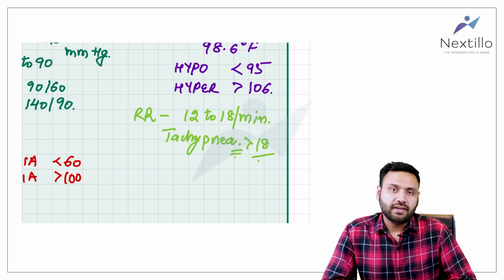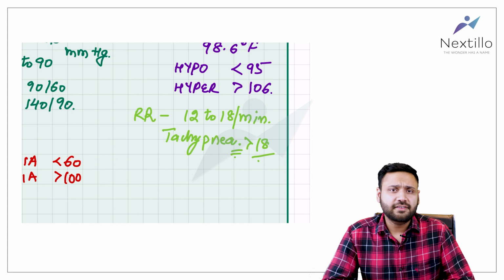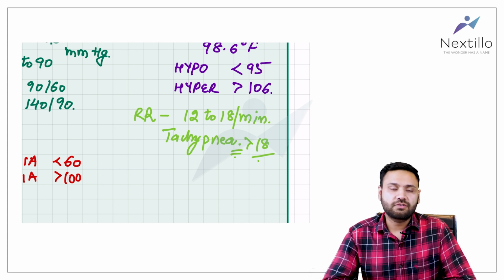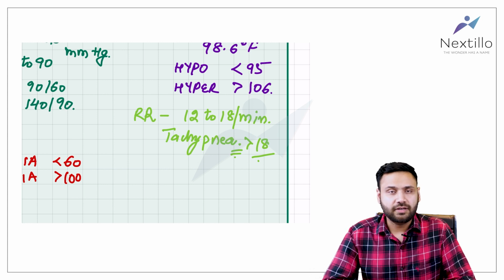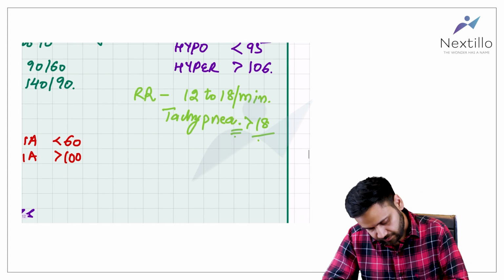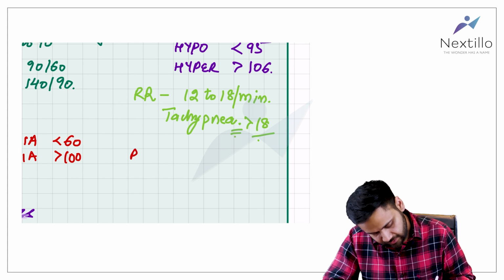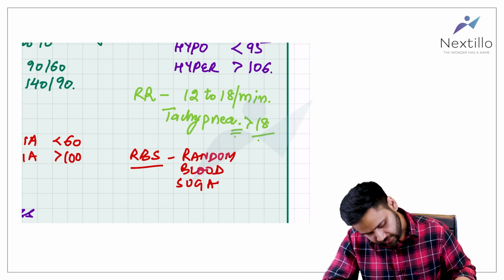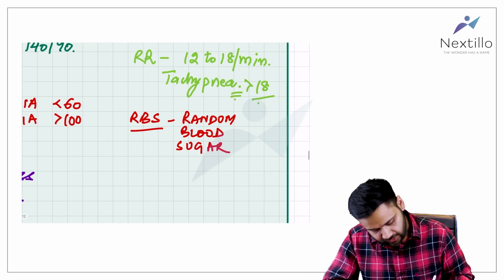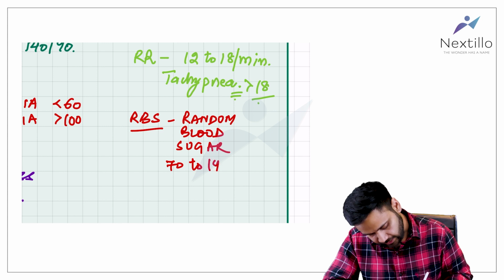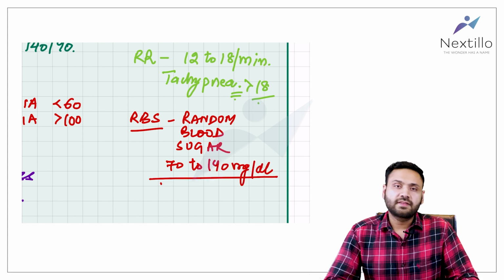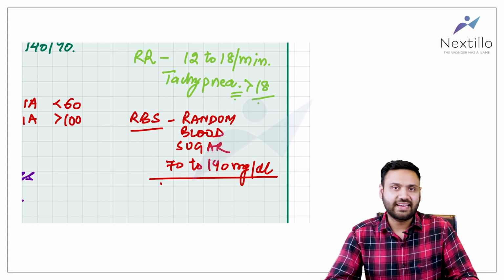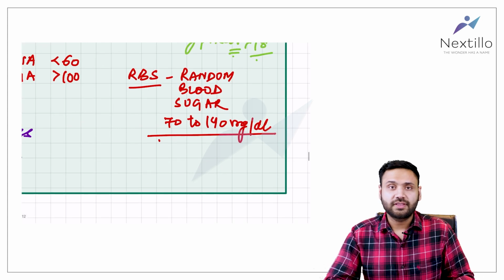The next one, it's not a vital sign, rather it's a lab value which is part of the emergency evaluation of patients, which is random blood sugar, RBS. The normal value is 70 to 140 milligrams per deciliter. There's another vital of the emergency, which is pain. We are not going to discuss that right now. Let's move on to the lab values.